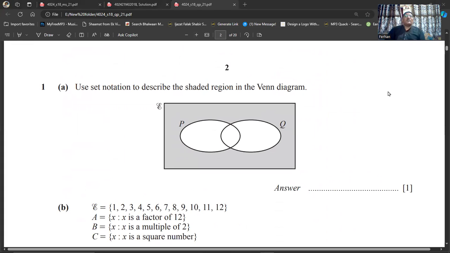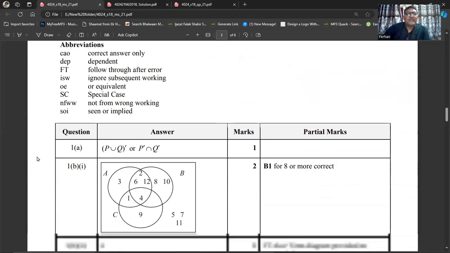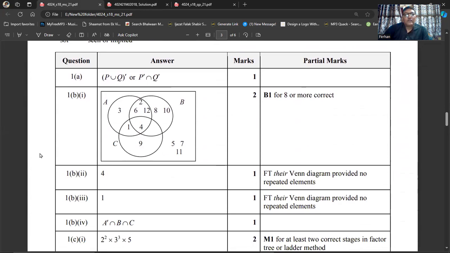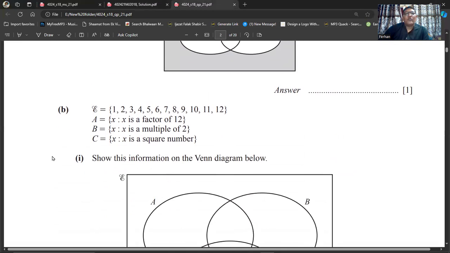Question number 1, part A. It says, use the set notation to describe the shaded region in the Venn diagram. You can see here, other than P and Q, the whole of the rectangle is shaded. So that means (P union Q) whole complement. Complement means that you will remain outside this. So (P union Q) whole complement is the answer. This is my answer.